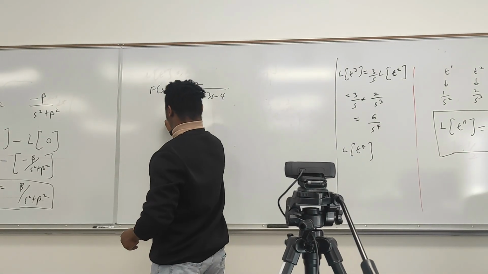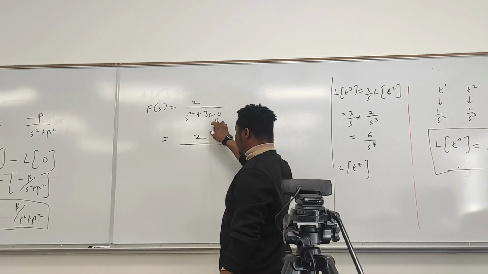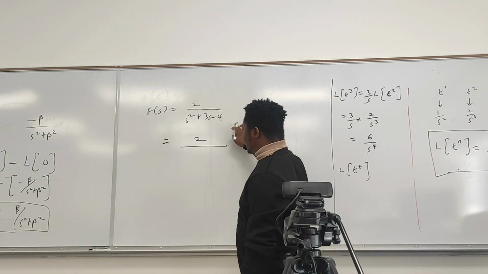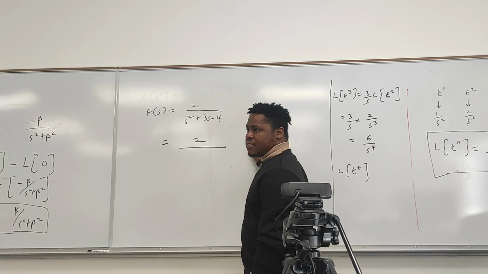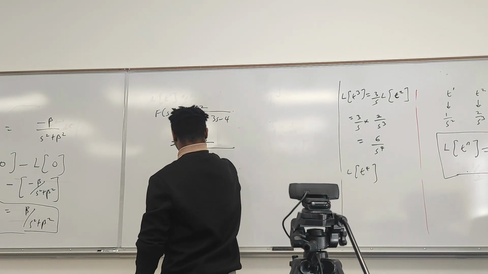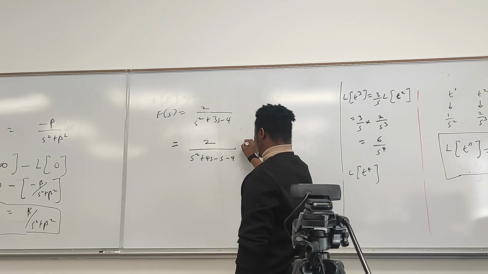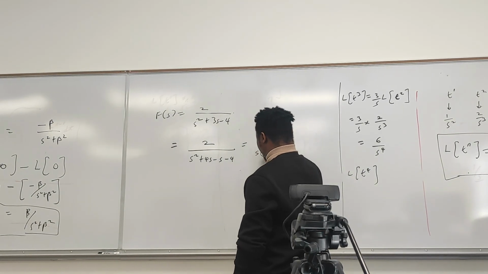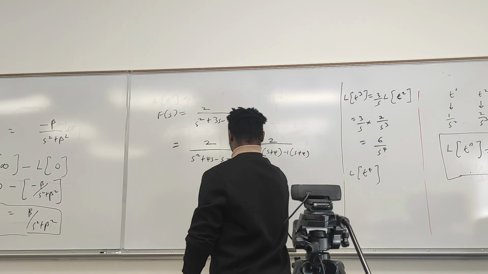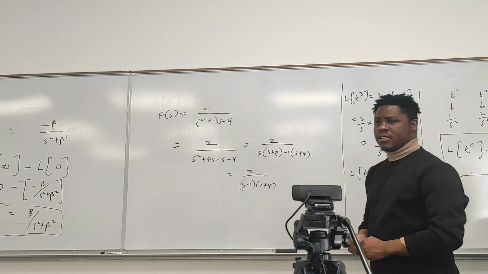Let's do the factorization. So this becomes 2 over... You find two numbers that, if you multiply them, give minus 4, and if you add them, give 3. That is plus 4 and minus 1, right? So that becomes s squared plus 4s minus s minus 4. You could factorize this. That gives s into bracket s plus 4, minus 1 into s plus 4. So that gives 2 over s minus 1 times s plus 4. Can someone check if this is correct?